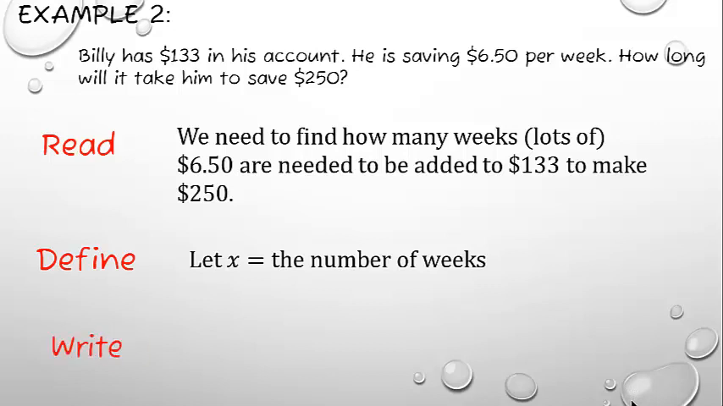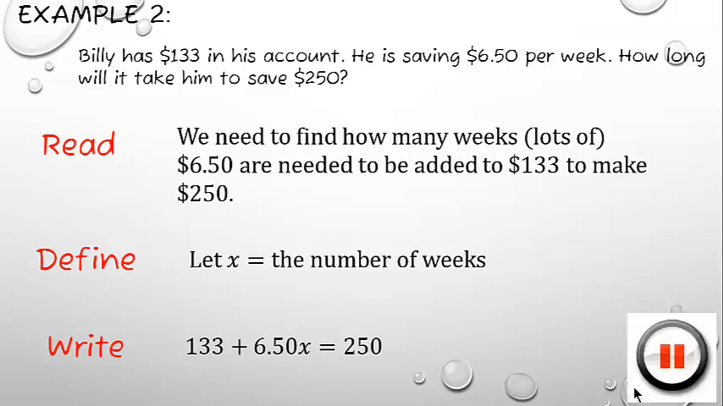Okay, writing the equation. So we have Billy has $133 in his account, so he's got 133 plus, he's going to put $6.50 per week. So $6.50 times the number of weeks, which is x, equals 250. So that's our equation, 133 plus $6.50x equals 250.